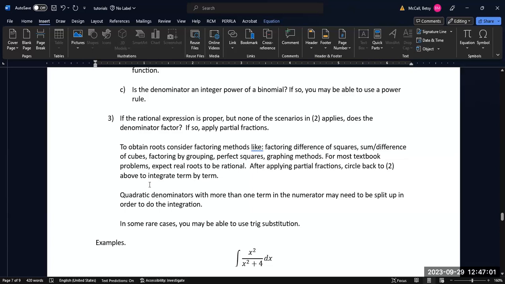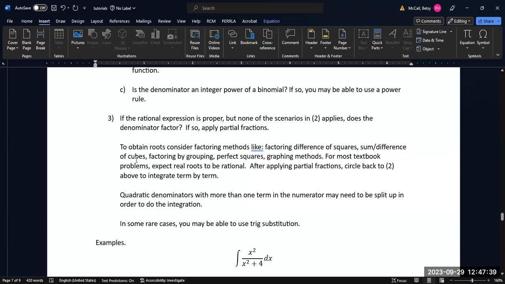Now, if you haven't done factoring in a while, then this may be like, I have no idea how to factor stuff. So some things to think about. If you have a difference of squares, again, there may be other ways around this, but a difference of squares factors very easily, and then you can apply partial fractions to this. If you have a sum or difference of cubes, there are formulas for that. You may need to look them up if you haven't used them in a while, but they do factor, and then you get one linear factor and one quadratic factor, which will not factor further.